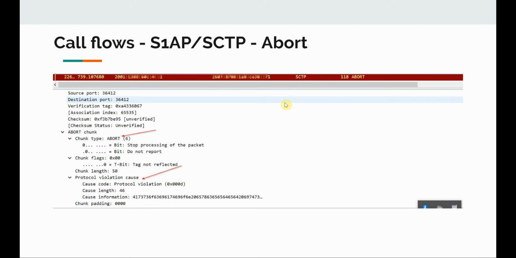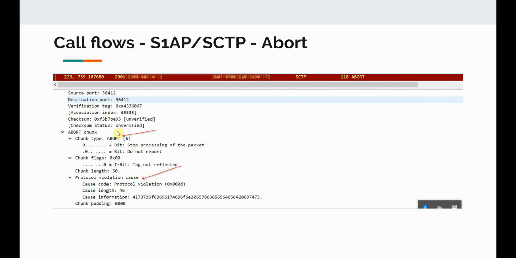Whereas if you look at an abort, this is instantaneous. I want to drop my SCTP association. So here is a TCP dump of how that would look in Wireshark. You have the source, you have the destination. It is sending an abort chunk.